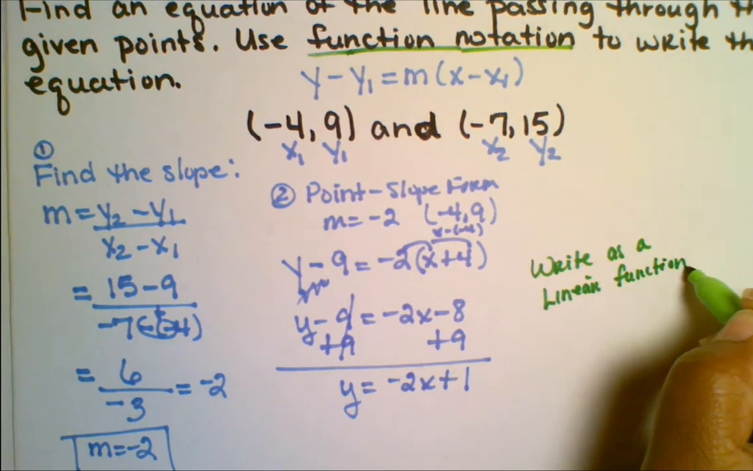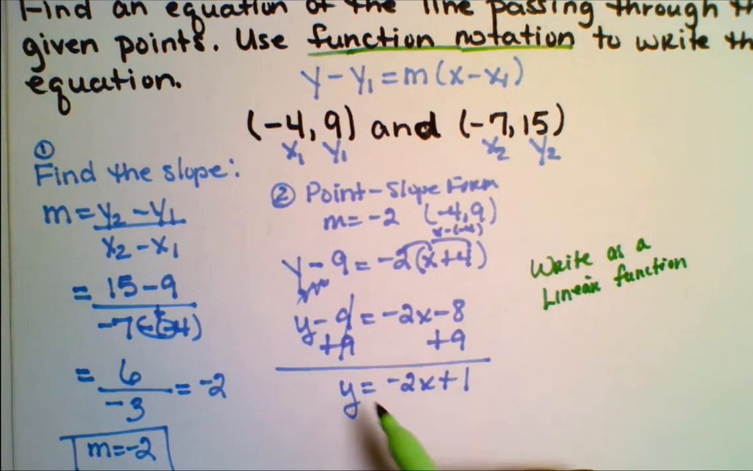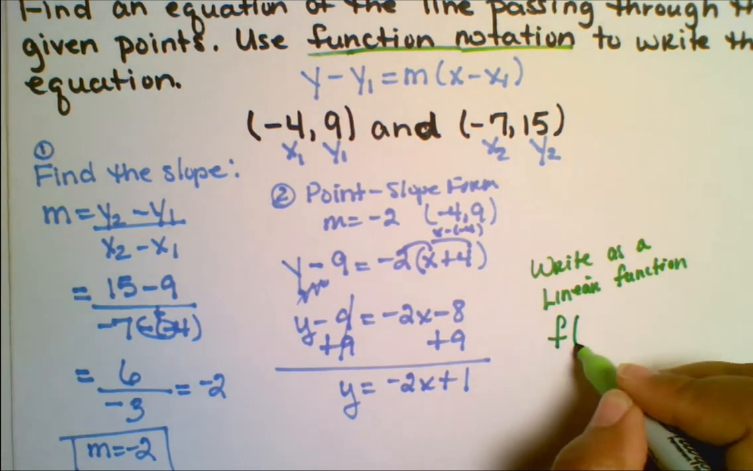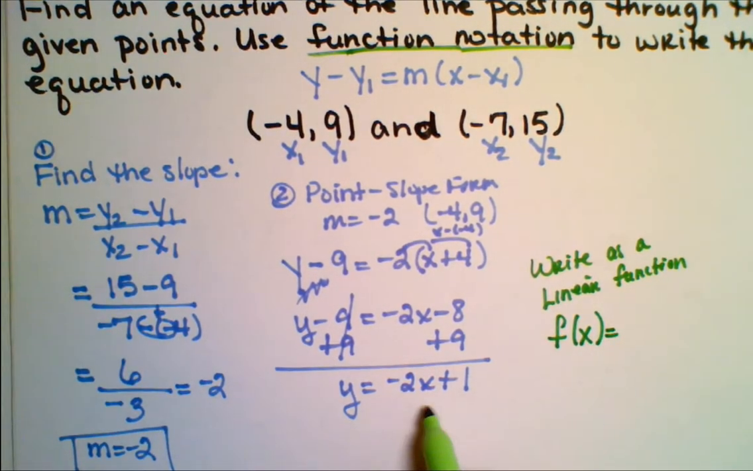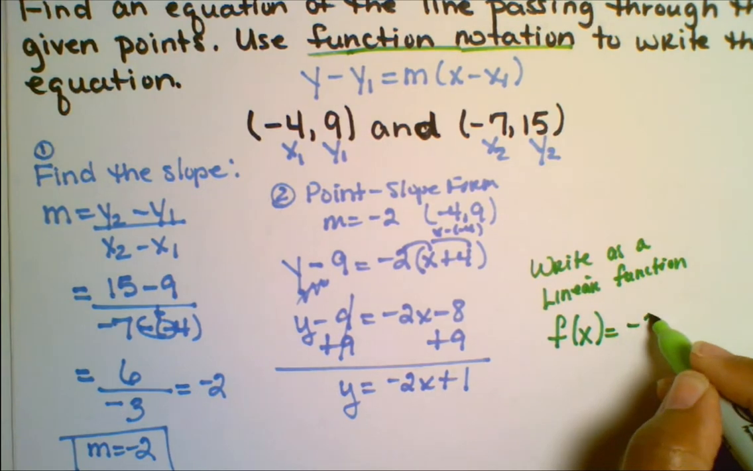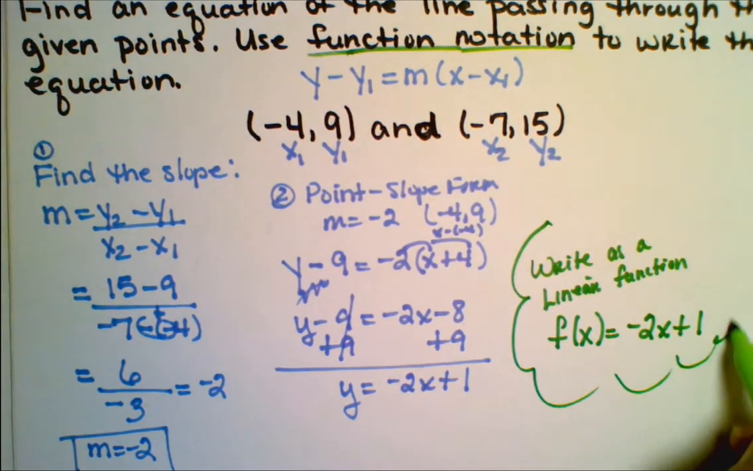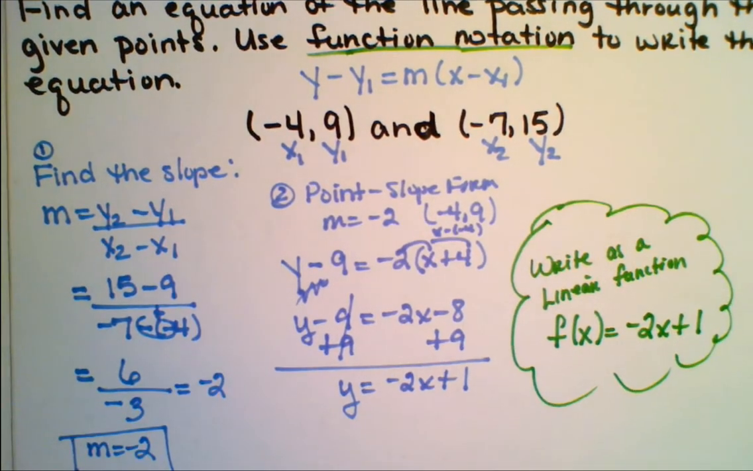Which is function notation. All we're doing is replacing y with f of x. So we have here f of x is equal to, and then write everything as is, negative 2x plus 1. And this is our answer.